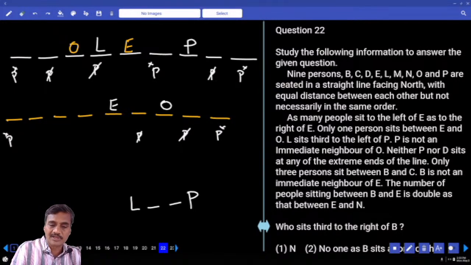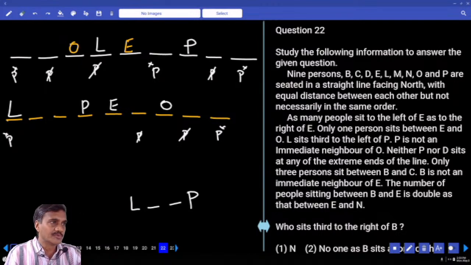And again coming back to this one, P cannot be in these two places. Hence P must be at this place. Now P is here, L is here. Now the positions of P and L were fixed. L sits third to the left of P. P is not an immediate neighbor of O, and neither P nor D sits at the extreme ends of the line. Now D cannot be at the extreme end as well.